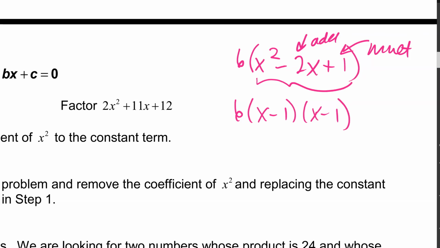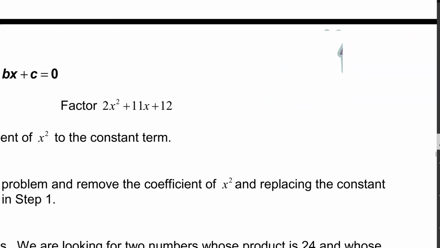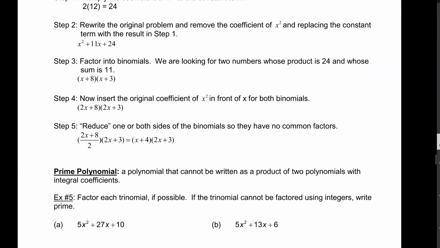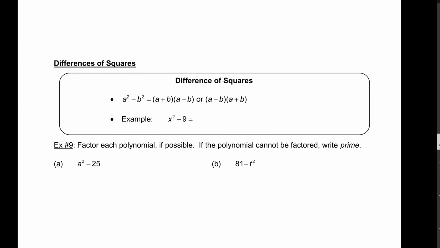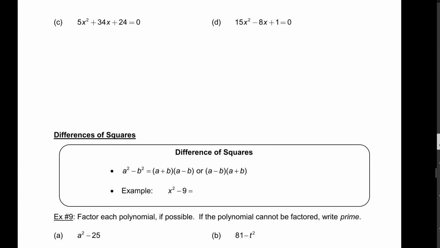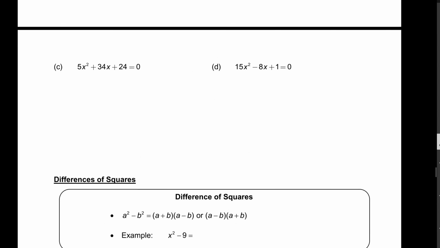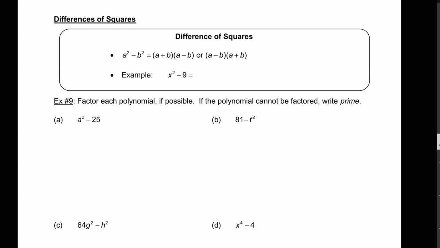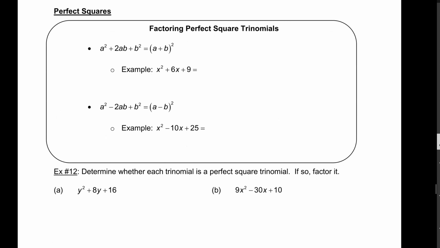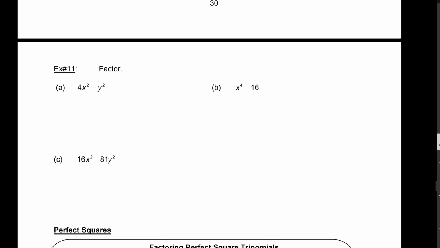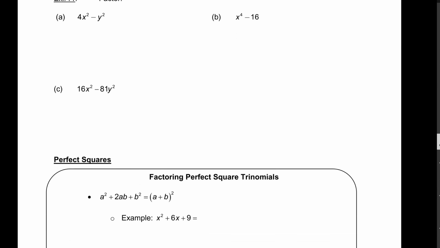Okay, so that was a little bit of review. We're going to finish section 3 today. So we're on page 29, I think. No, we finished that. We're on 30. Sorry, we did difference of squares. We did difference of squares, so now we're doing perfect squares. Yeah, we're on page 31.